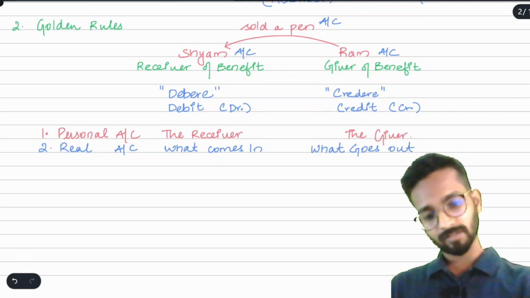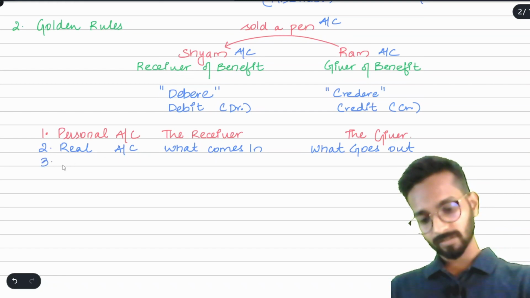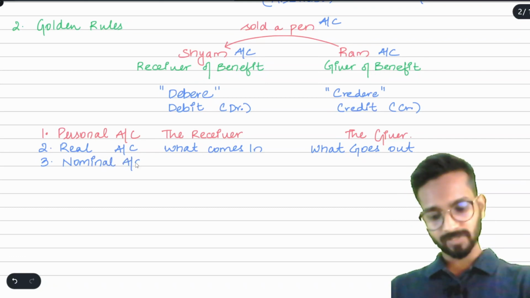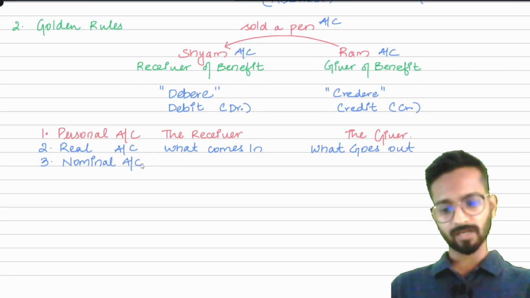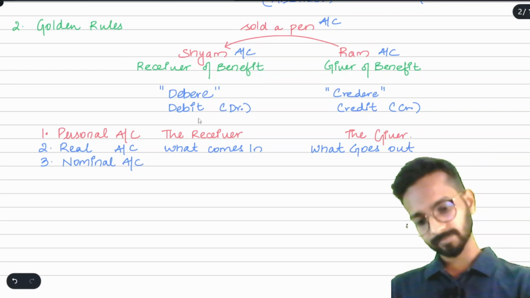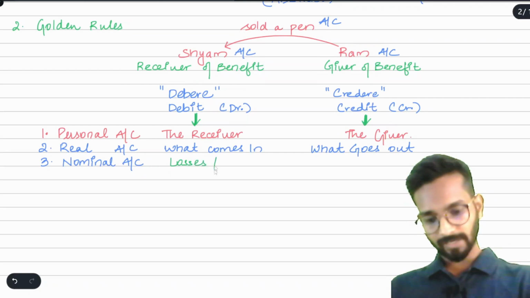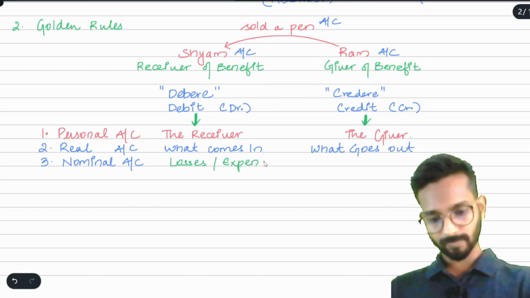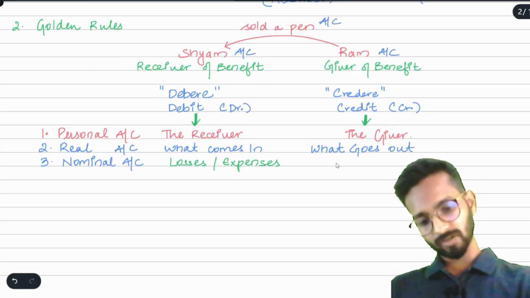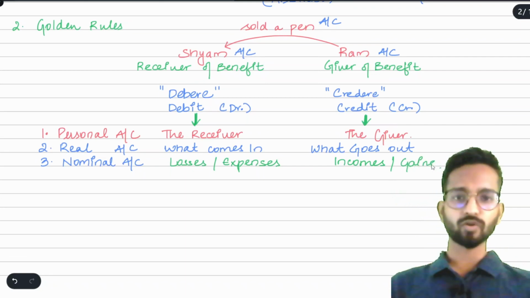After that, point number 3 we have here is nominal account. Nominal account is the abstract. I will just tell you what are the nominal accounts. In the debit side, all the losses and expenses will be written, and in the credit side, all the incomes and gains will be written. This is our golden rule.